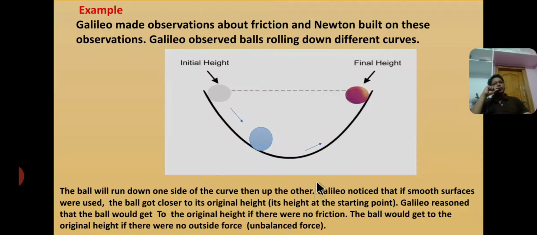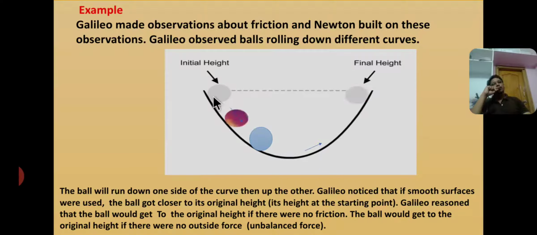Now coming to another example. Galileo made observations about friction and Newton built on these observations. Galileo observed balls rolling down different curves. This is a curved surface. This is a ball, a rolling ball. Here, this is the initial position of the ball.